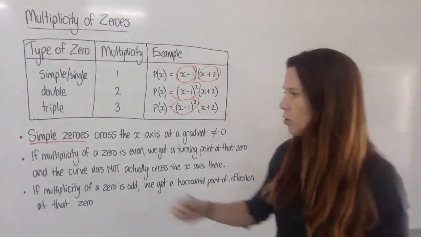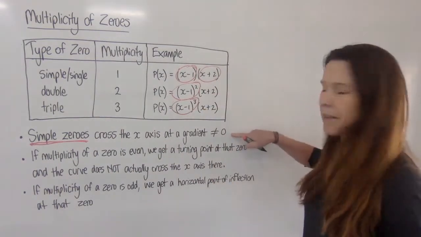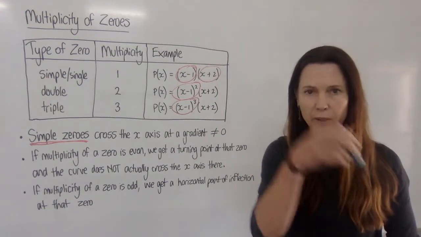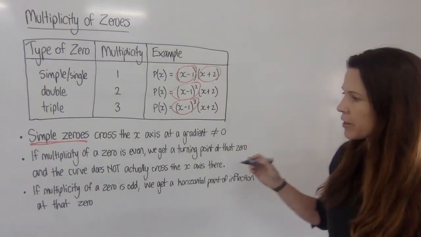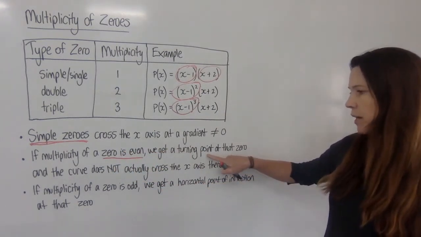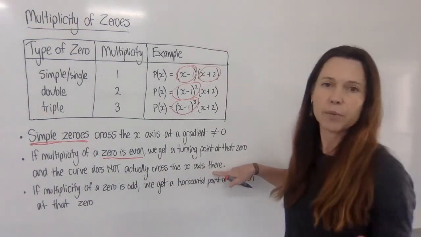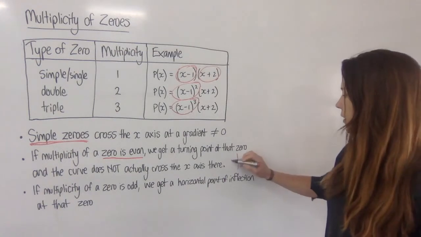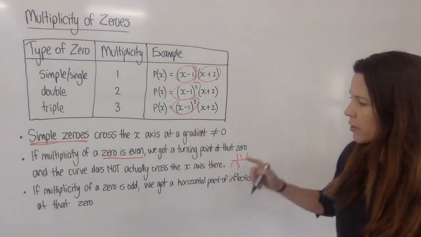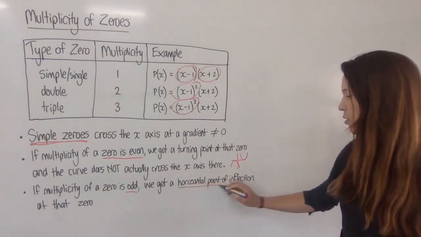Now simple or single zeros just cross the x-axis by going across it. So that means that their gradient can't be 0. They're not horizontal at that point. They're either going up or they're going down, and they're crossing it. Whereas if the multiplicity of a zero is even, then we get a turning point at that zero, and the curve does not actually cross the x-axis there. And we've seen that it looks like a section that just touches from above or from below. Whereas if the multiplicity of a zero is odd, then we get what's called a horizontal point of inflection.